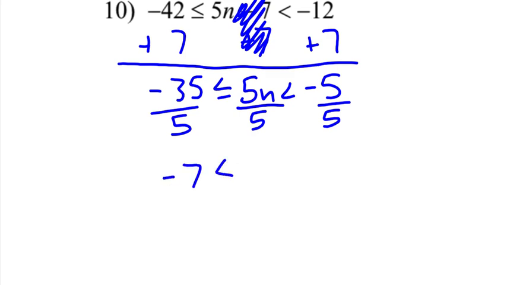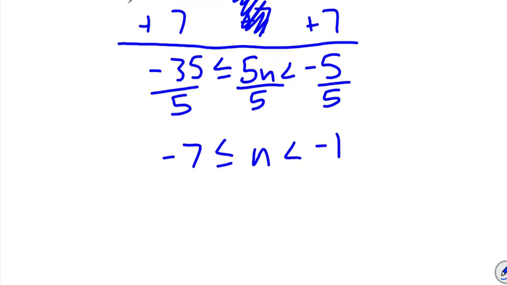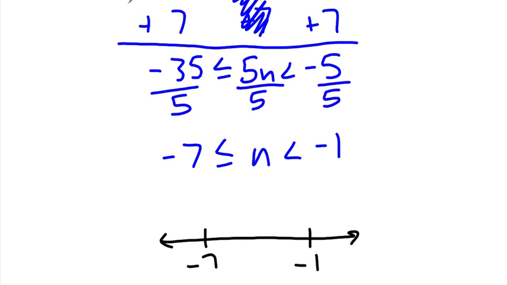So negative 7 is less than or equal to n, there's no more 5 there anymore, n is less than negative 1. Put my number line down. Smaller number on the left, that's negative 7. Bigger number on the right, that's negative 1. At negative 7 was a less than or equal to, so that means a filled in circle at negative 7. At negative 1, I had just a less than, so that means open circle. And it's an and string inequality, so I shade in between.